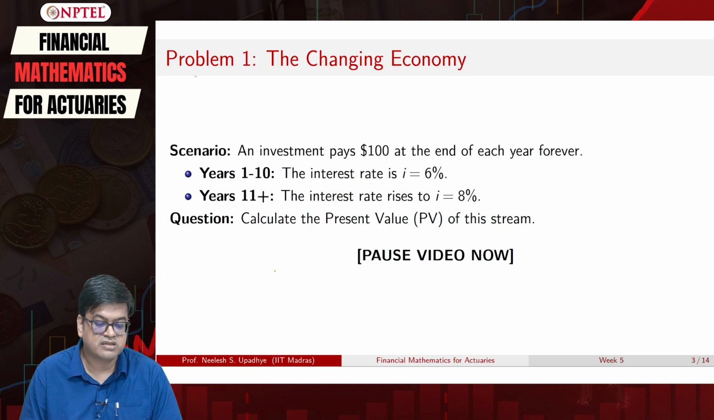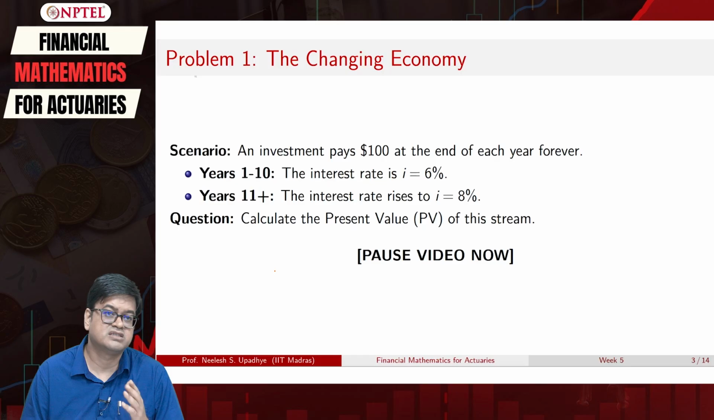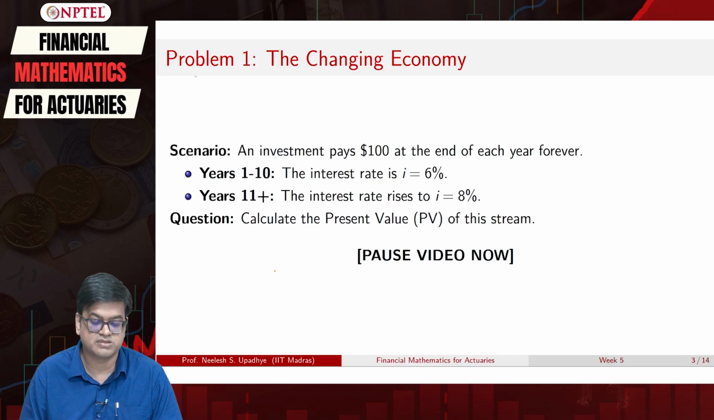Years 1 to 10, the interest rate is 6%. However, years 11 onwards, the interest rate has risen to 8%. Now, I want to calculate the present value of this stream. How will you do that? Pause the video, try yourself, and then let us check the solution together on the other end of the video.